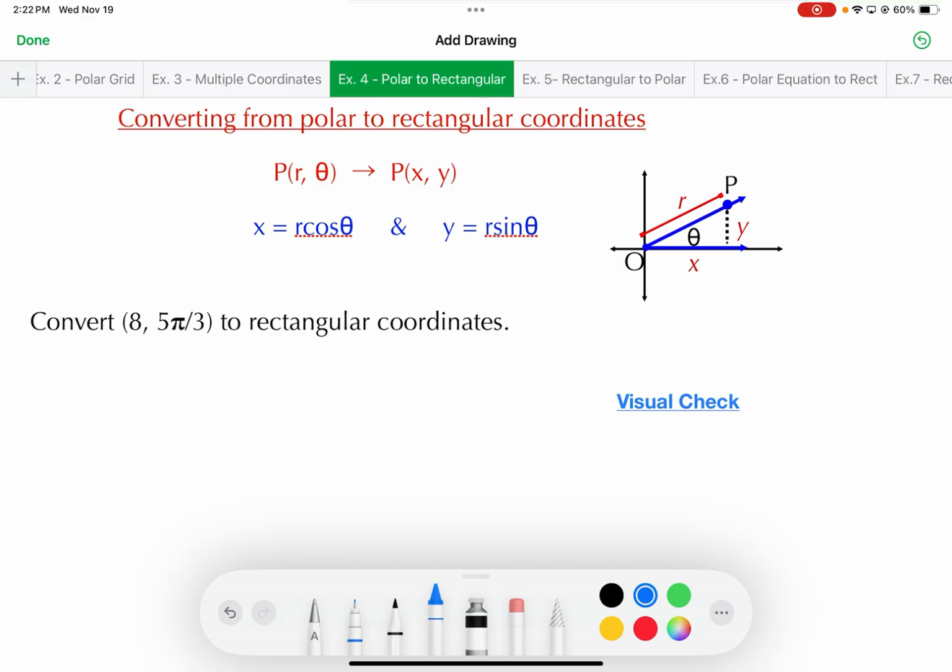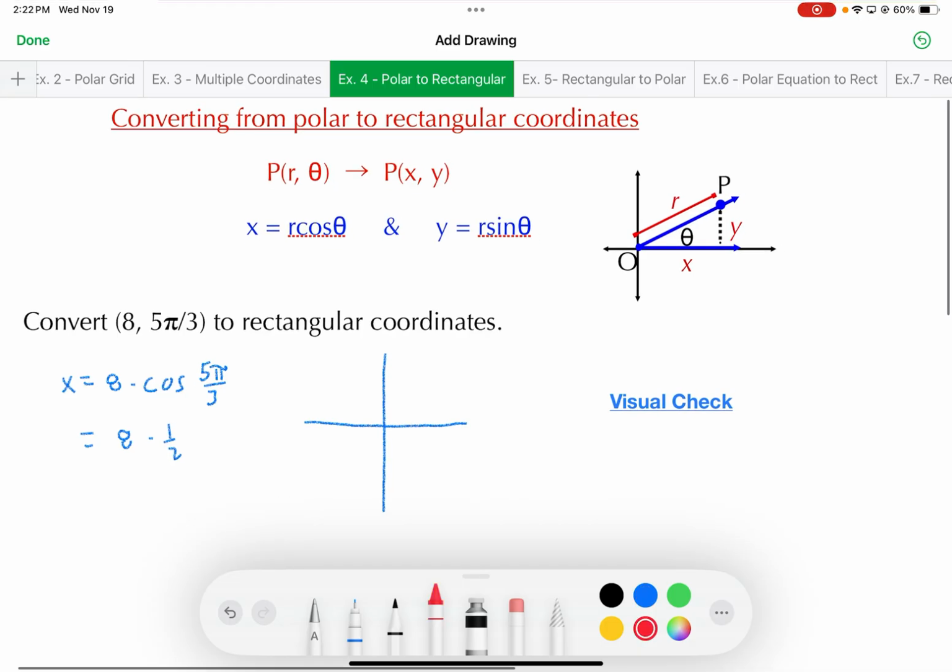So let's go from polar to rectangular first. To me, this is the easier direction, all right? So x equals 8 times the cosine of 5 pi over 3. Now cosine of 5 pi over 3 is 1/2. If you need to, you could draw a reference triangle to help you visualize that. 5 pi over 3 is the same as 300 degrees. So that puts you in the 4th quadrant, right?